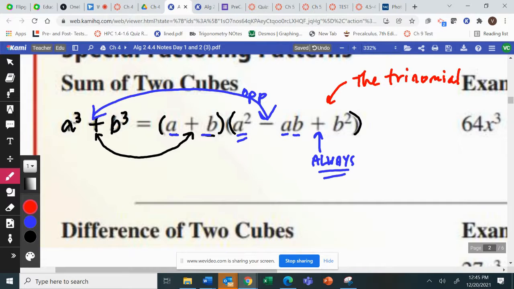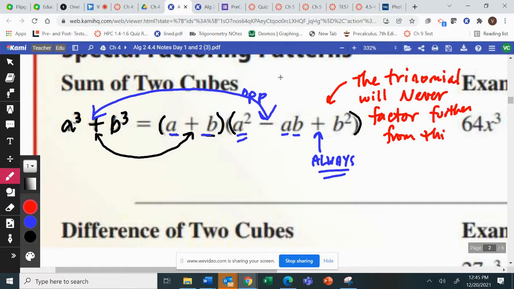When we're talking about factoring completely, you always want to see if something can factor further. And I will tell you, instead of you wasting your time, the trinomial, when we do this cube procedure, will never factor further. So if you've used this formula, that trinomial can never be factored further. So it's just one less thing for you to look at. The binomial might, the a plus b, sometimes that could go further, but not the trinomial. Okay.